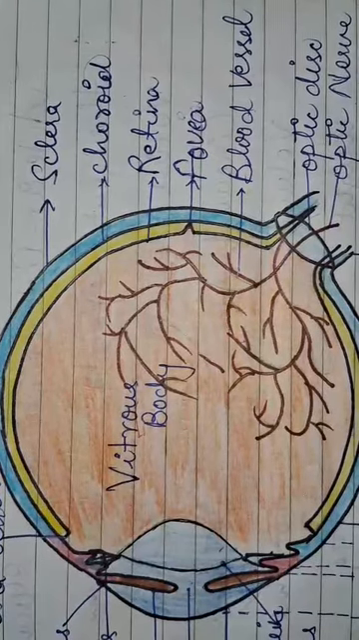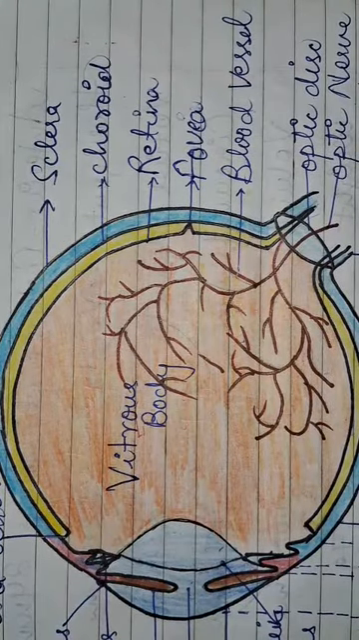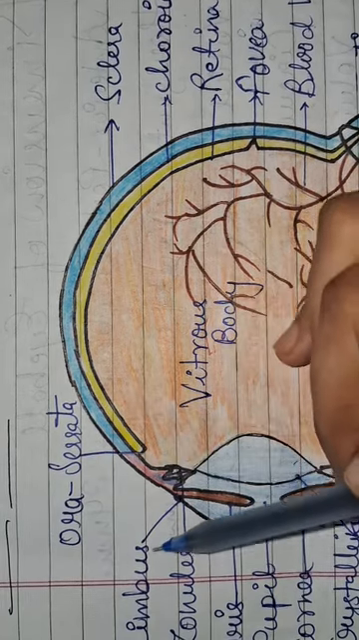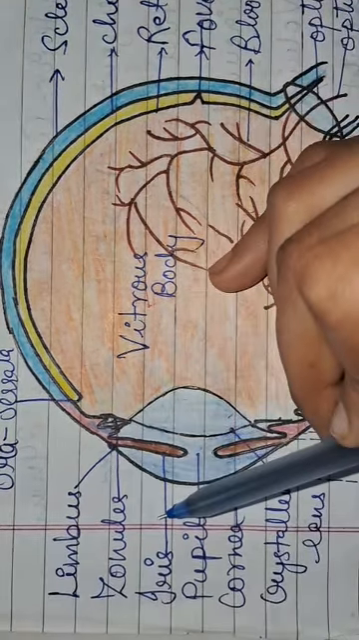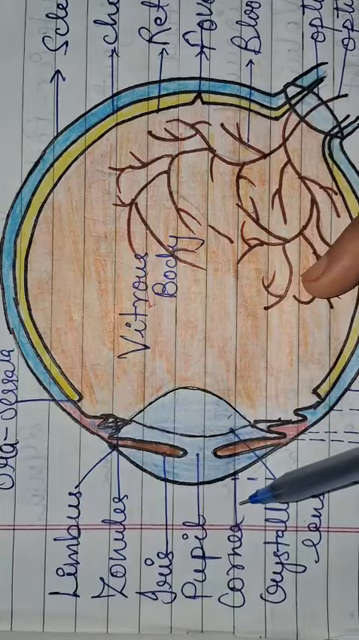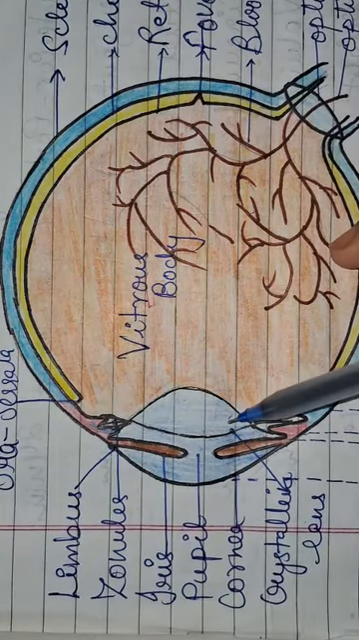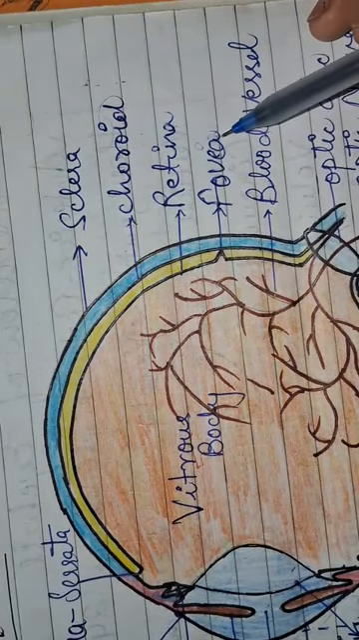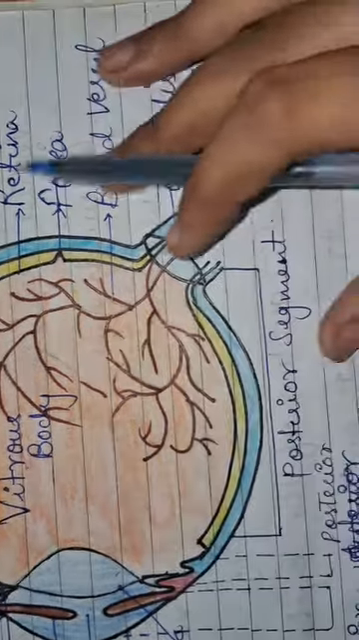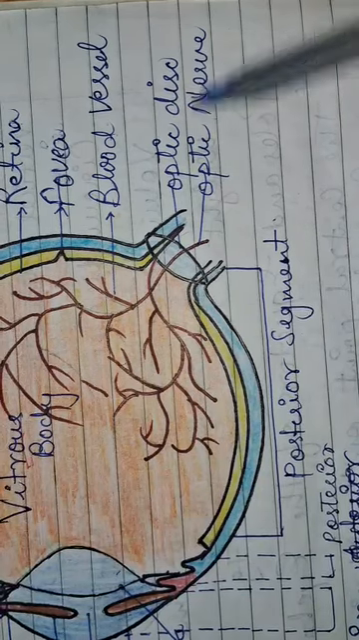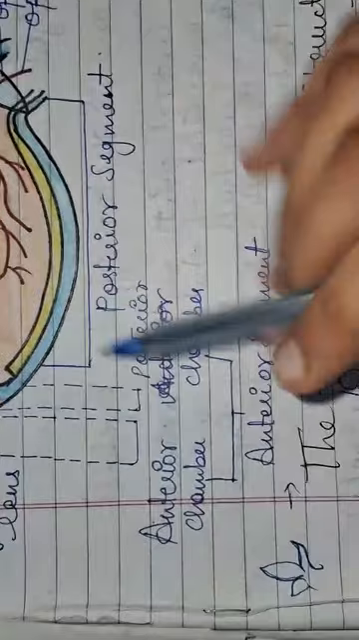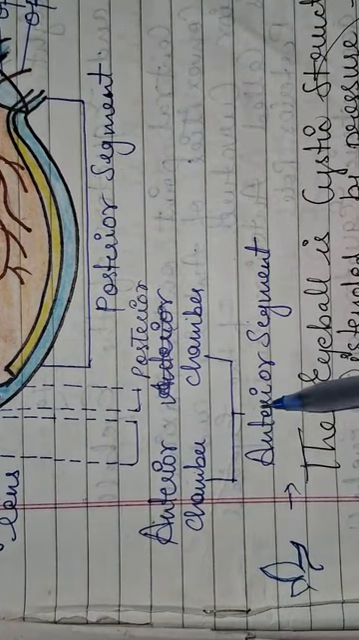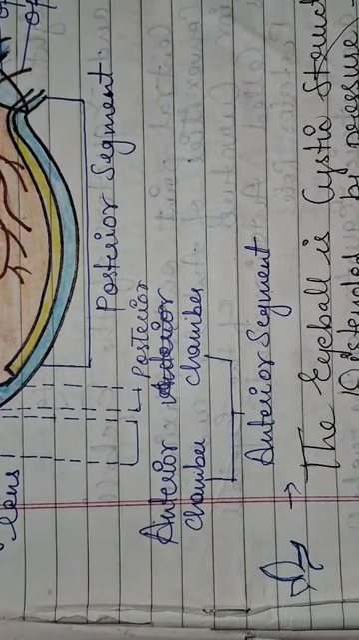This is a proper diagram of eyeball. These are the parts of eyeball: ora serrata, limbus, zonules, iris, pupil, cornea, crystalline lens, sclera, choroid, retina, fovea, blood vessels, optic disc, optic nerve, posterior segment, anterior chamber, posterior chamber. Both are called the anterior segment.